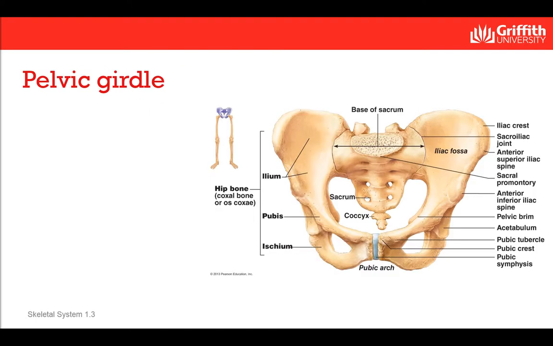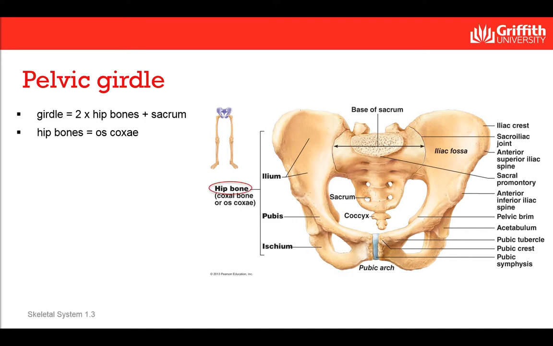The pelvic girdle attaches the lower limbs to the axial skeleton and transmits all the weight from the upper body to the lower limbs. The pelvic girdle consists of the two hip bones and the sacrum, together forming a ring, or the girdle, around the lower torso.